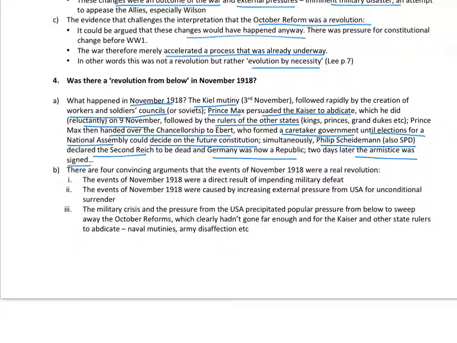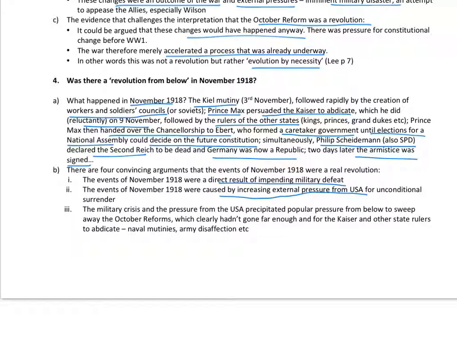Germany surrendered. Now, according to this, there are four convincing arguments that the events of November 1918 were a real revolution. The events of November 1918 were a direct result of impending military defeat. Think about Lee's earlier definition. They were caused by increasing external pressure from America for unconditional surrender.